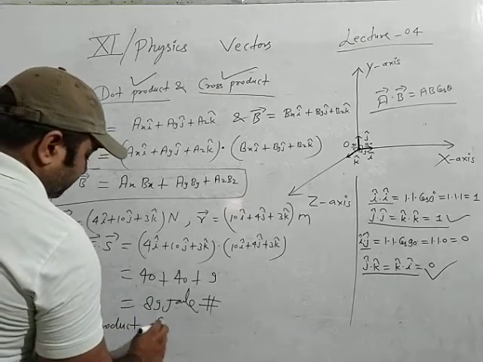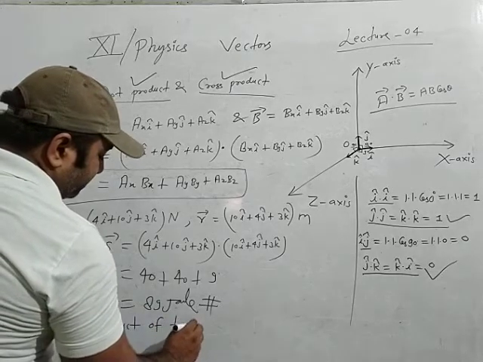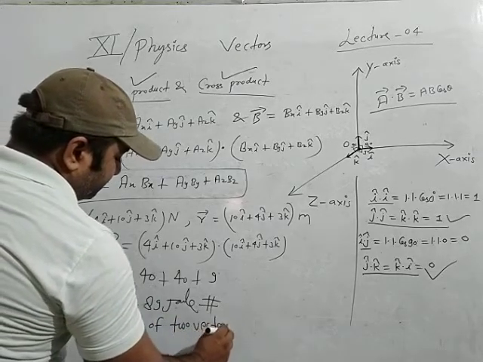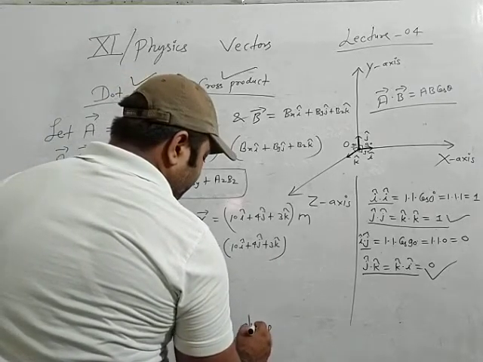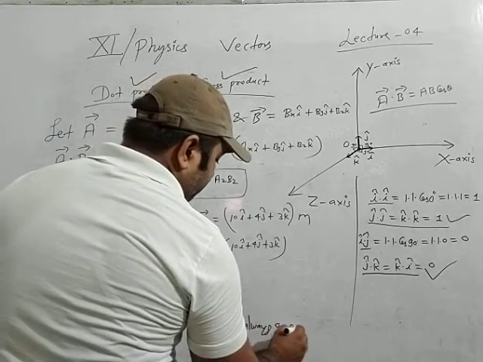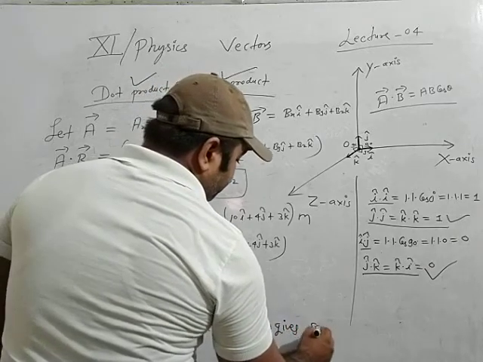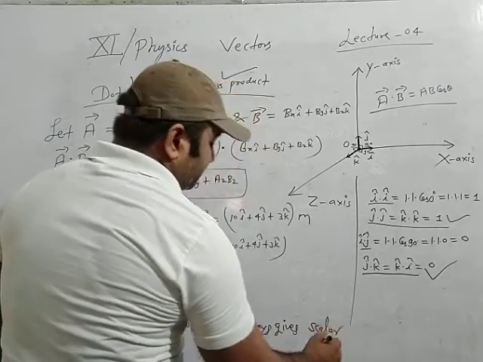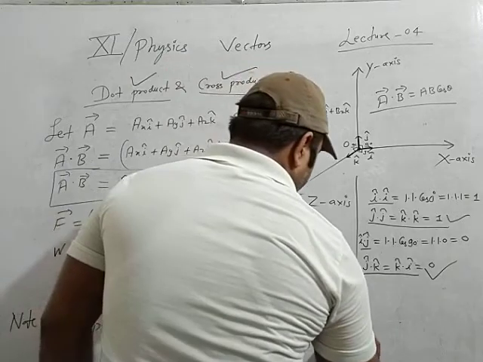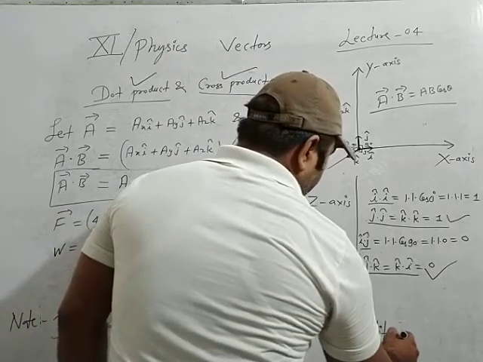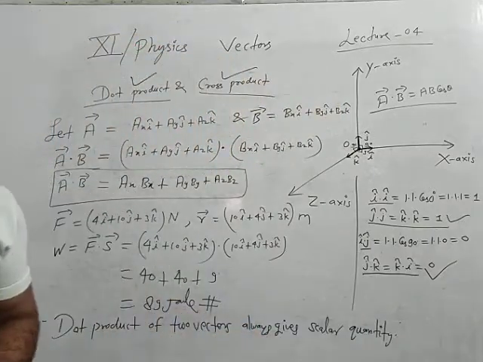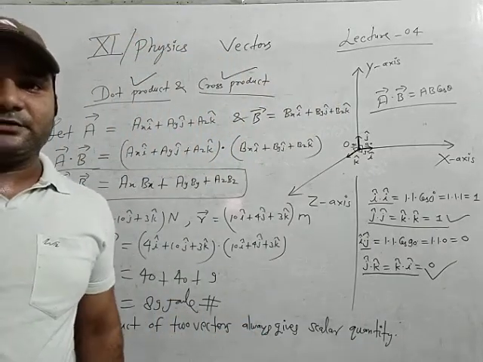Dot product of two vectors always gives a scalar quantity. Clear? Dot product of two vectors always gives a scalar quantity. So just note down.